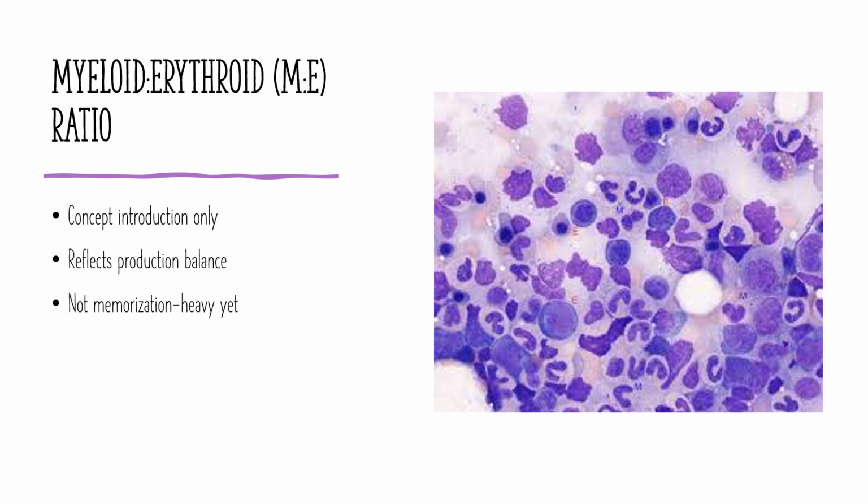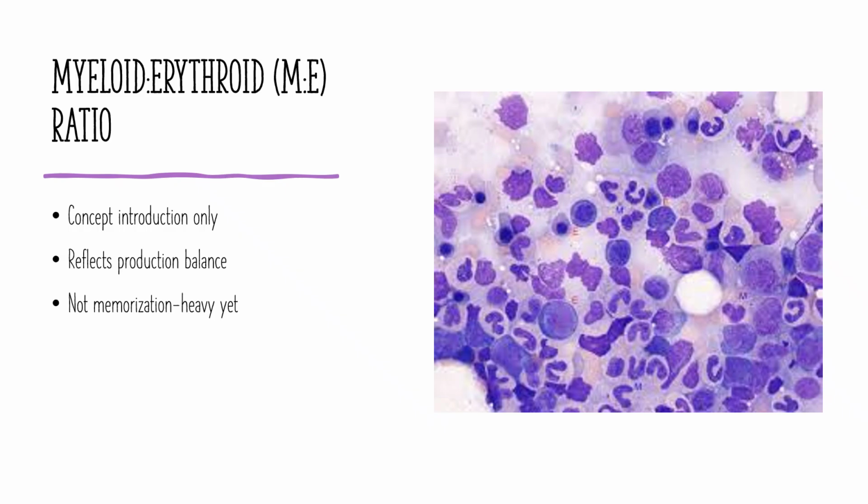From a histotechnology standpoint, this matters because when we prepare bone marrow aspirates or biopsies, we are preserving the visual evidence of that balance. Poor smear technique, crushing artifact, or even uneven staining can distort perceived cellular proportions, and that can directly impact interpretation. So even though pathologists make the diagnostic call, our technical quality determines whether production balance can be accurately assessed.